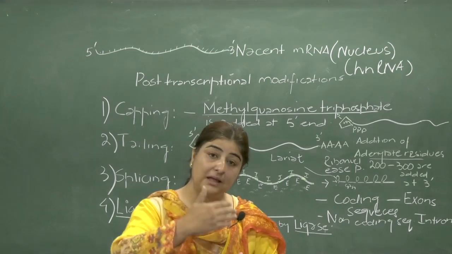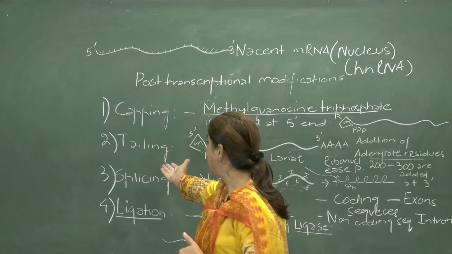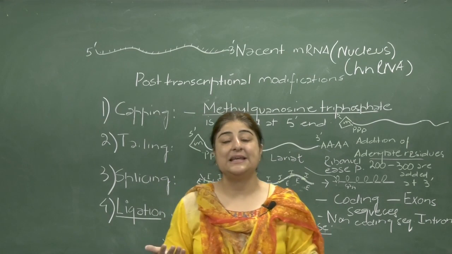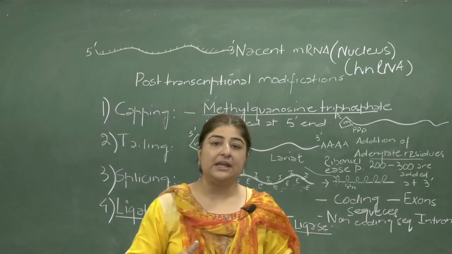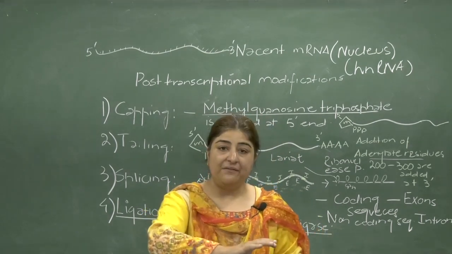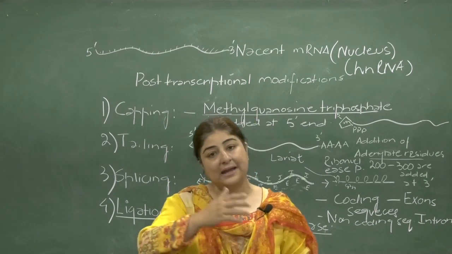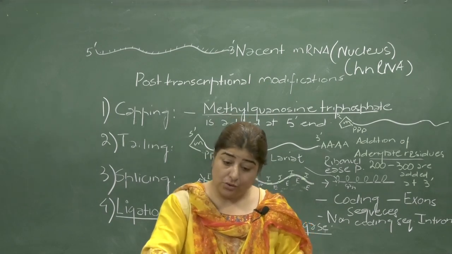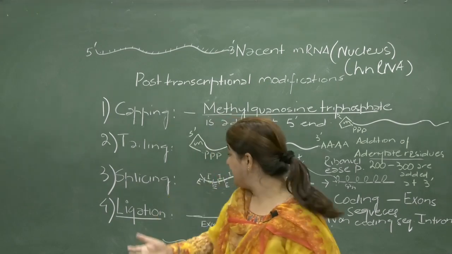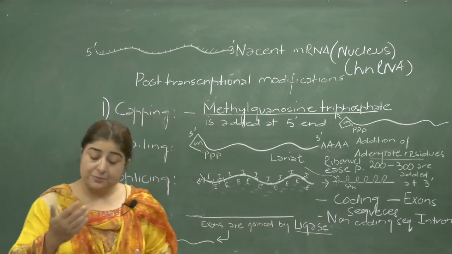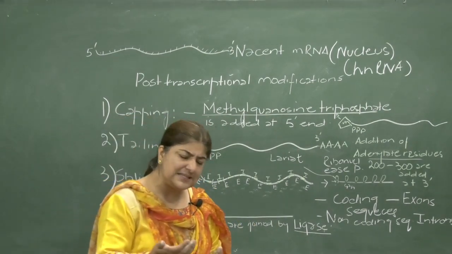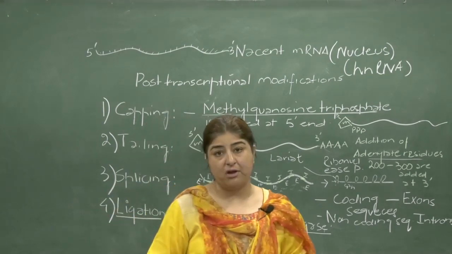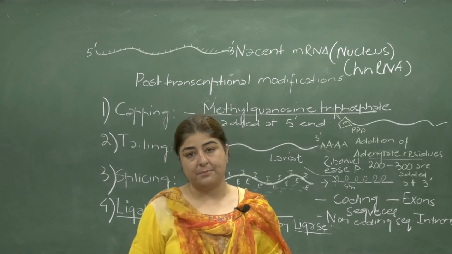and after that, the second step is tailing. In tailing, a poly A tail is added. Once the 5' end methyl guanosine cap is added, and at the 3' end the polyadenylate residues are added, it undergoes another process, known as splicing. What is basically splicing? Splicing is the removal of the non-coding sequences, in the form of introns, from the nascent mRNA transcript.